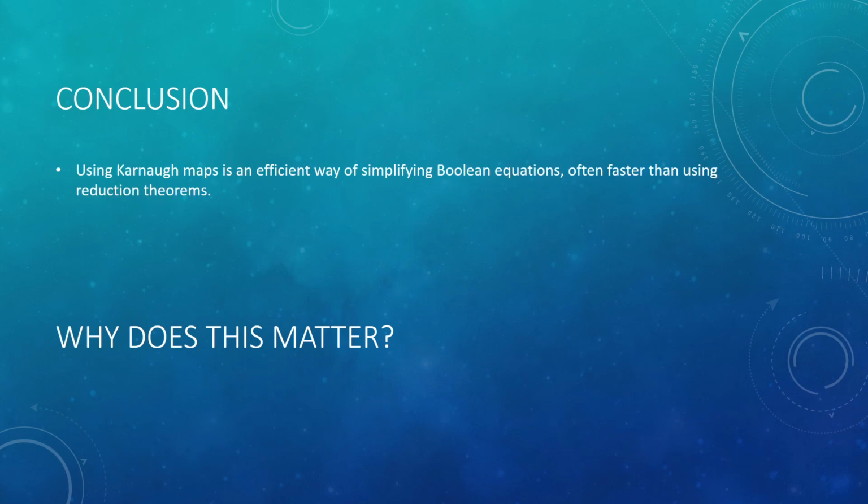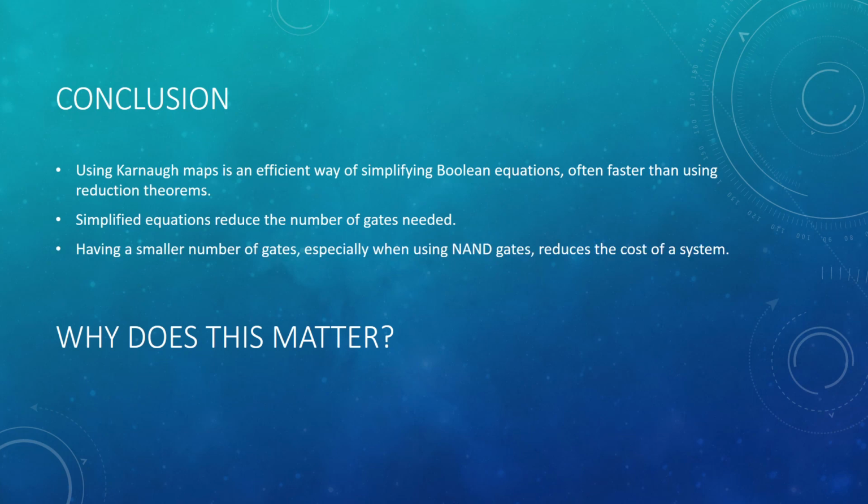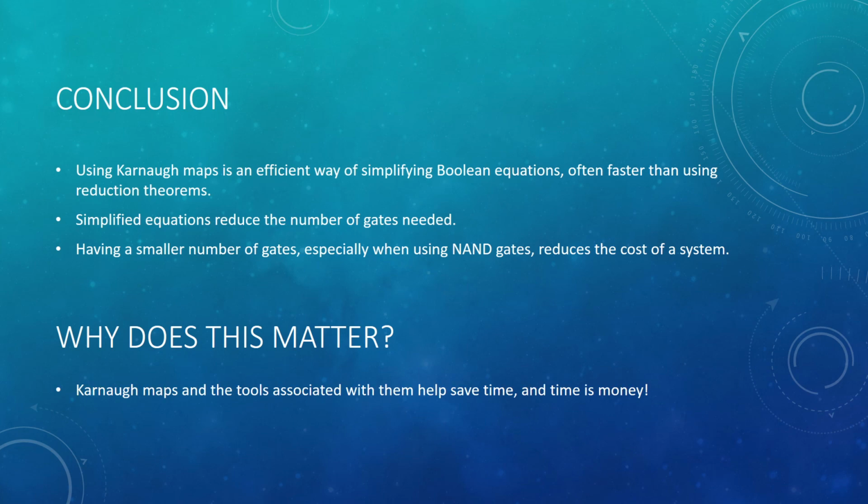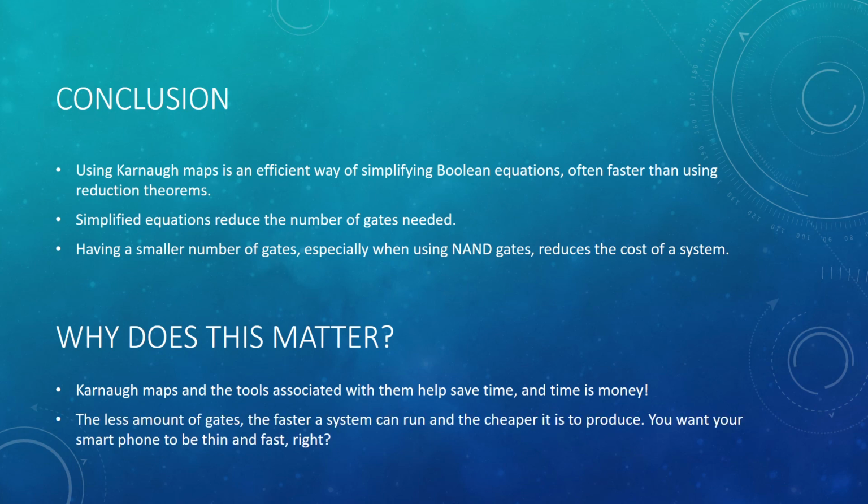So to conclude, using Karnaugh maps is an efficient way of simplifying Boolean equations, often faster than using reduction theorems. Simplified equations reduce the number of gates needed, and having a smaller number of gates, especially when using NAND gates, reduces the cost of a system. But why does any of this matter? Well, Karnaugh maps and the tools associated with them help save time, and time is money. The fewer gates, the faster a system can run, and the cheaper it is to produce. You want your smartphone to be thin and fast, right?